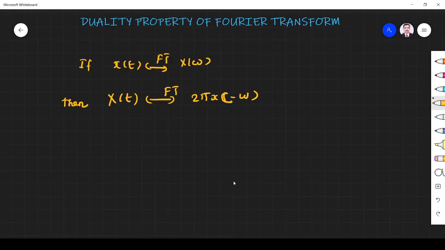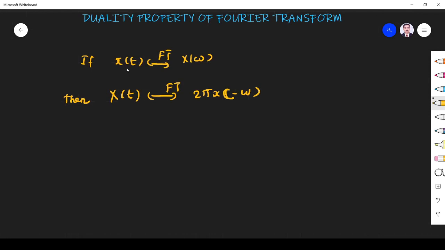So let us see this property. We know that x of t has Fourier transform of X of omega. So if the Fourier transform of small x of t is capital X of omega, then the Fourier transform of capital X of t is 2 pi into small x of minus omega. Let us first see the proof.